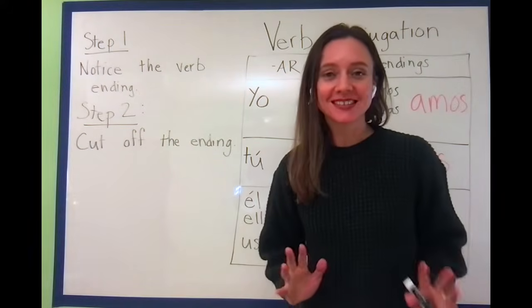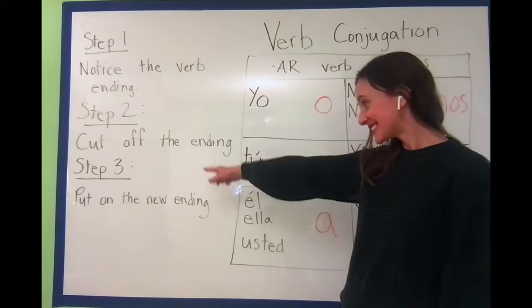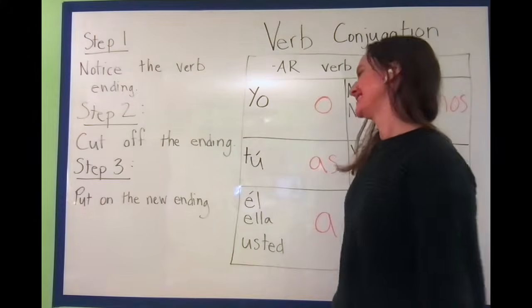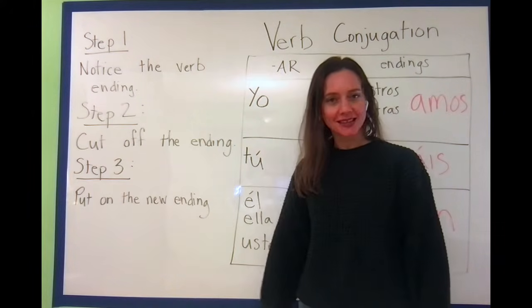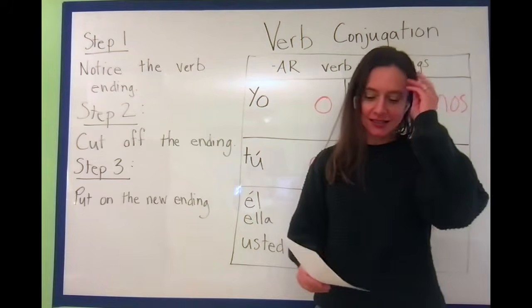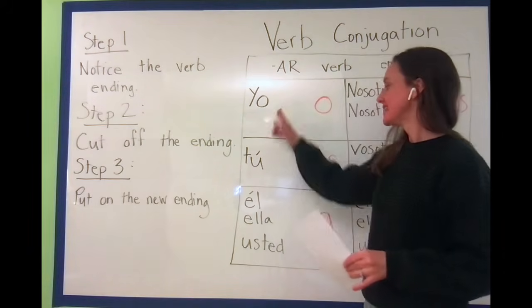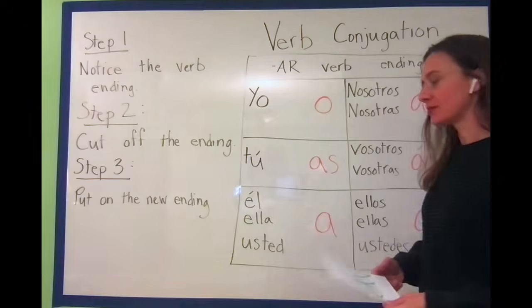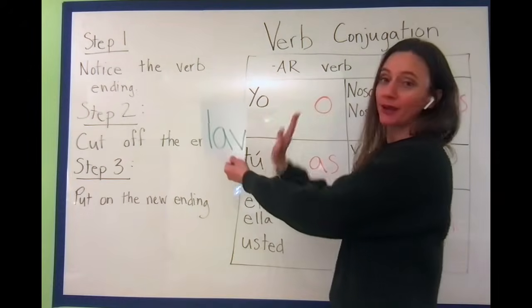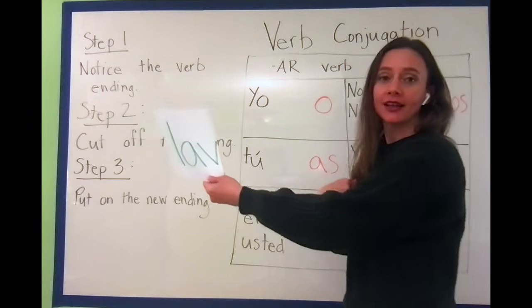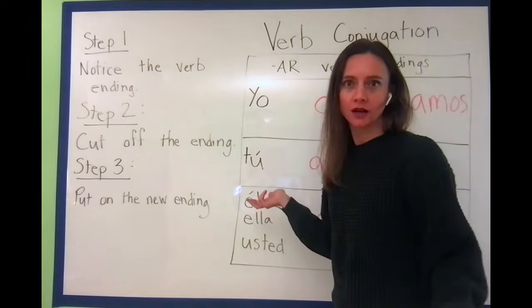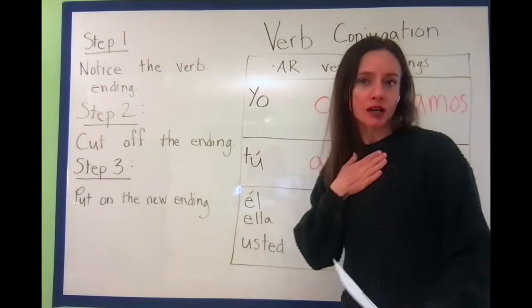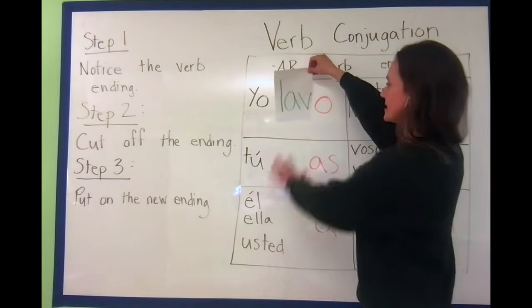And that brings us to step 3. Yay, it worked. So step 3 is to put on the new ending. But how do you know what ending to put on? Well, again, it depends on the subject pronoun. So I noticed the verb ending was AR. I cut off that ending. Now I'm ready to put on the new ending according to whoever I want to talk about. So let's pretend I want to say, I wash the dishes. Well, I'm going to stick this right here.